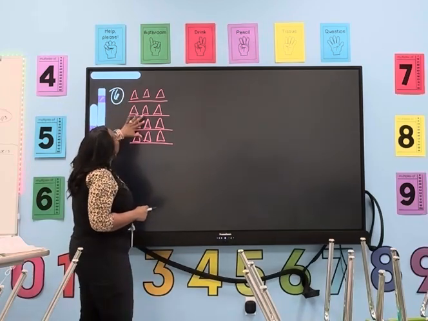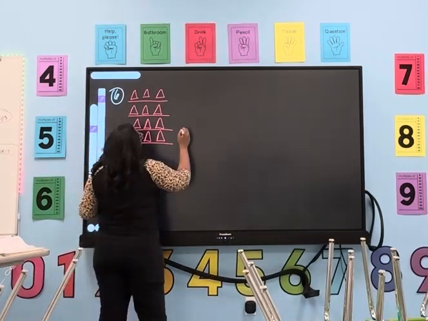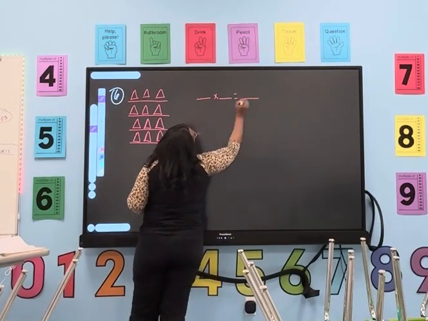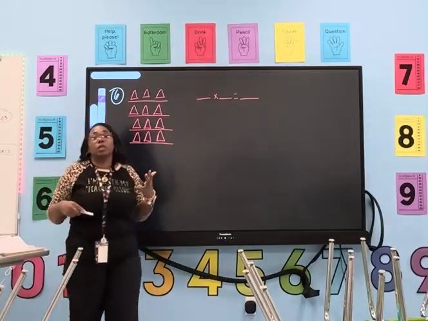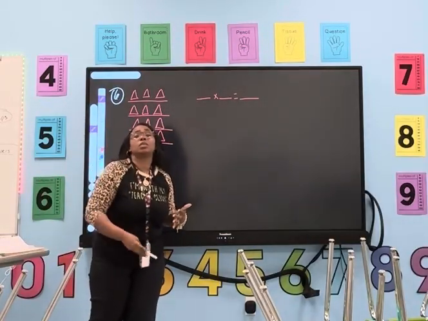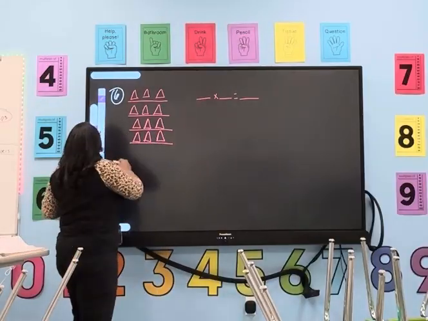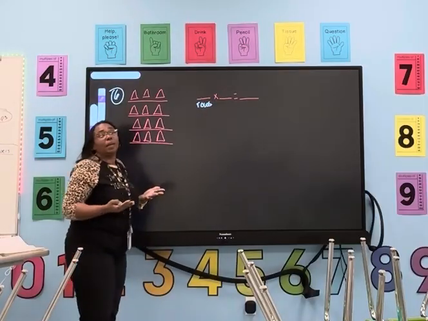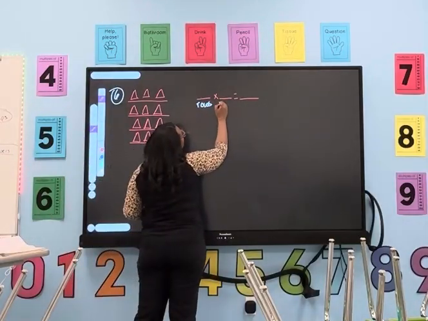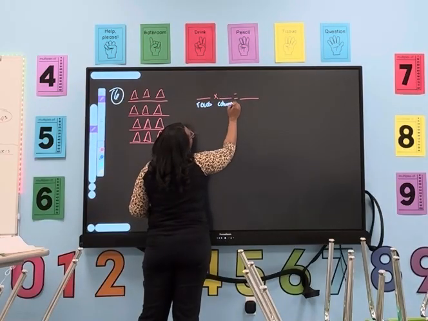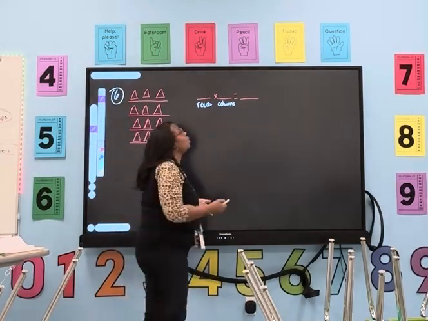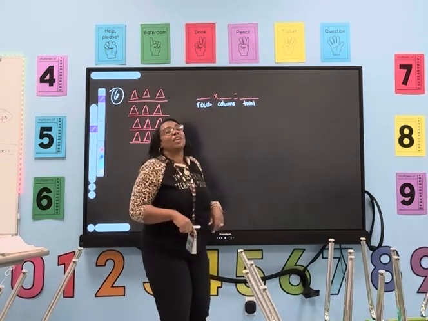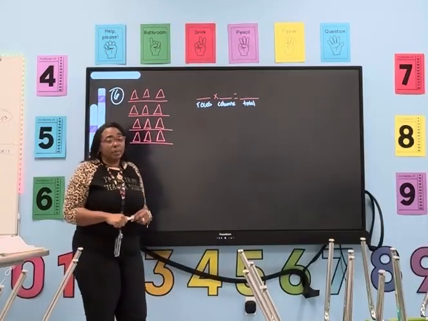So again, when we're doing an array, let me write my blank. So blank times blank equals blank. When we're doing an array, I just want to get you in the habit of knowing what these blanks are. The first blank is going to be your rows. The second blank is going to be your columns. And the last blank is going to be your total, which is also called your product. Okay, product is the answer to our multiplication equation.